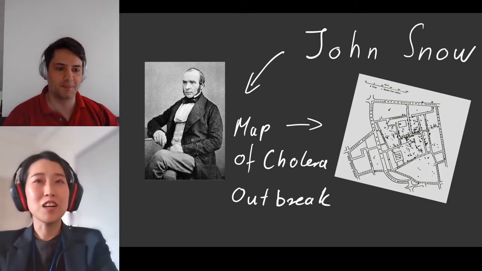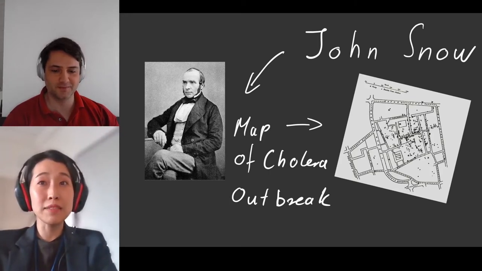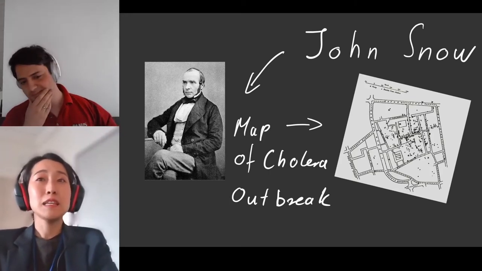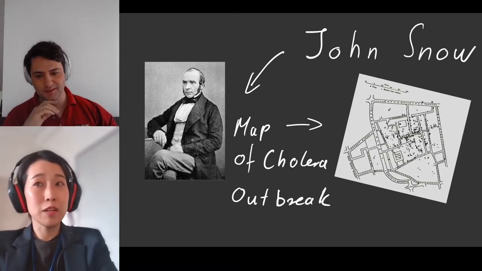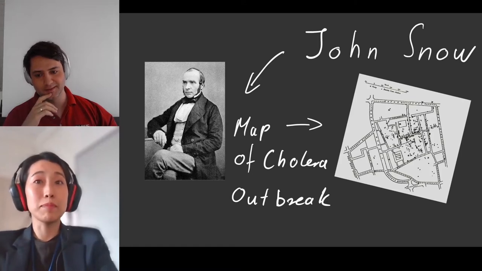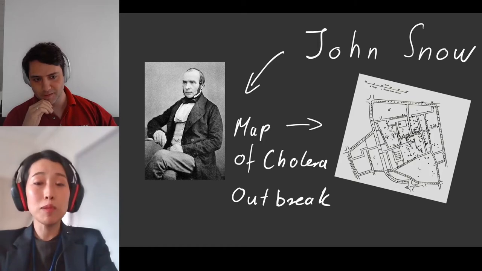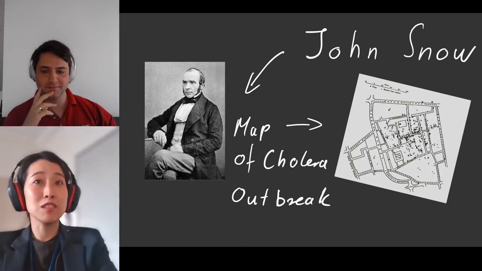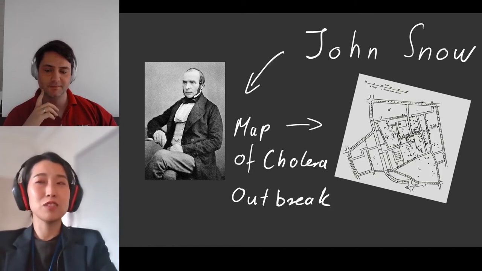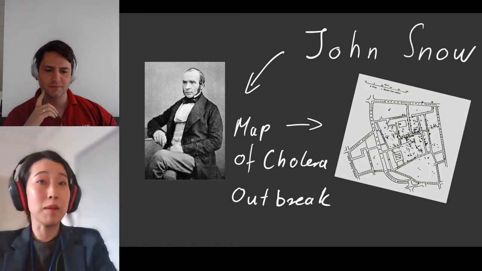However, Dr. John Snow believed something else. He believed the cholera was a waterborne disease, not an airborne disease. And he proved his hypothesis by plotting all the cholera death cases and public water pumps on the map. Back then, houses did not have their own water supply, so everyone had to get water from these pumps.